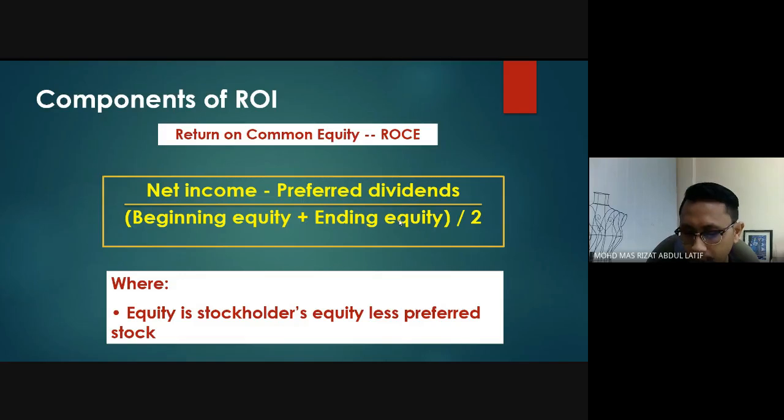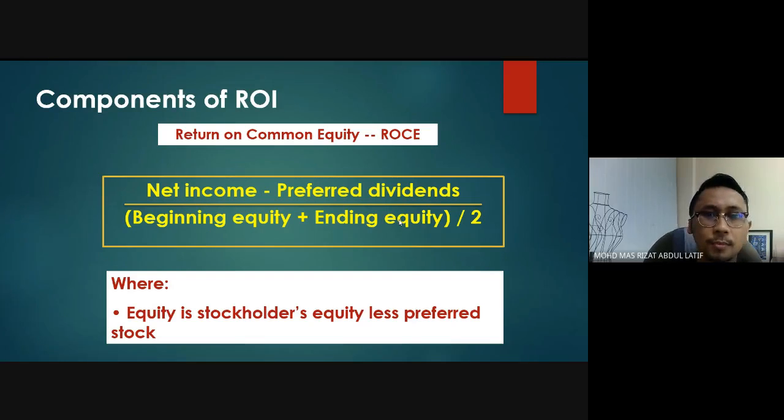So return on common equity typically excludes from invested capital all but common shareholders equity. So the return on common equity is computed as net income minus preferred dividends divide with average common shareholders equity. Tengok dekat page 470 atas sekali. Okay, so net income minus preferred dividends, okay, divided with the average common equity.